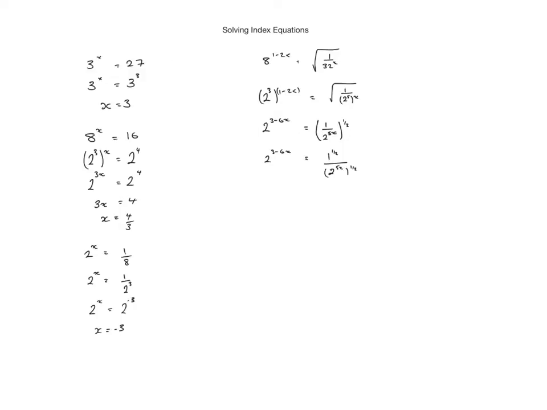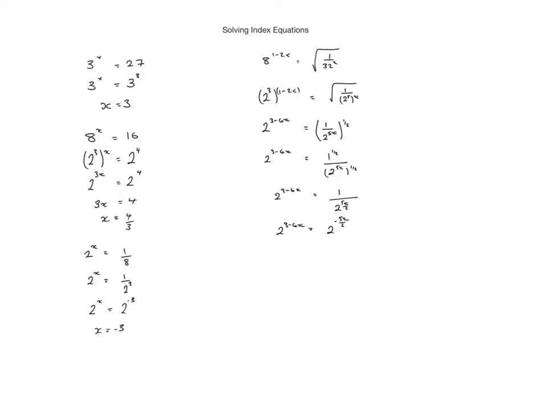Okay, so the square root of 1 is just 1 anyway, so that's not going to make any difference. So 2 to the 3 minus 6x is equal to 1 over, and 5x times by a half, so that's 2 to the 5x over 2. Nearly done. We've got 2 to the 3 minus 6x on the left-hand side, but now we're going to have to make this negative because it's on the bottom, so it's 2 to the minus 5x over 2.